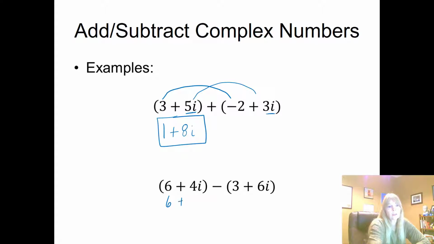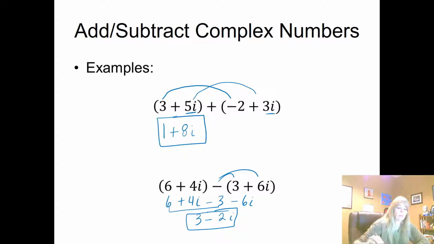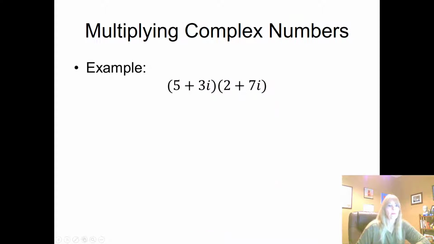The only thing here, just be careful that you distribute that negative sign. So minus 6i. And now you can collect your like terms. So 6 minus 3, 3. And 4i minus 6i, minus 2i. And that would be your final answer. So again, just doing the real part and then the imaginary part.